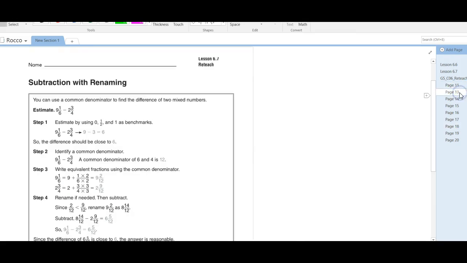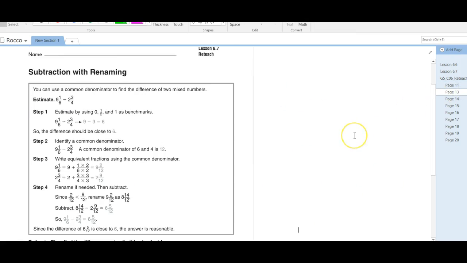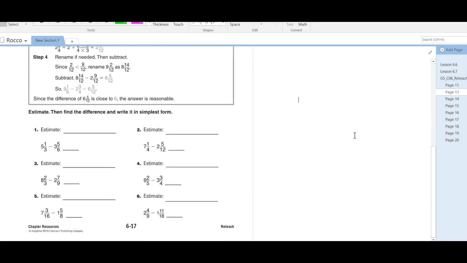Now, section 6.7 in your packet. This is when the subtraction got a little different. Okay, so let's take a look at number 1 here. We're going to do 5 and 1/3 minus 3 and 5/6. Now, when we find that common denominator, the common denominator between 3 and 6 is going to be 6. So multiply by 2, multiply by 2, I get 5 and 2/6 minus 3 and 5/6.